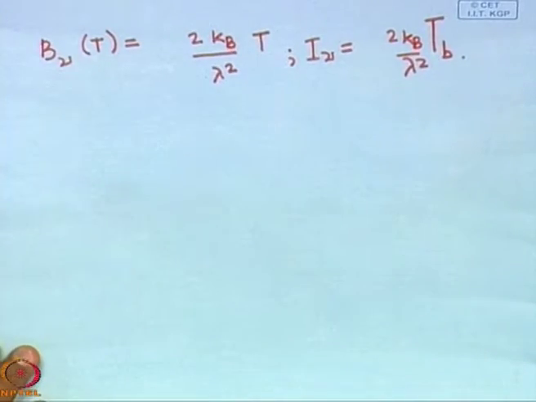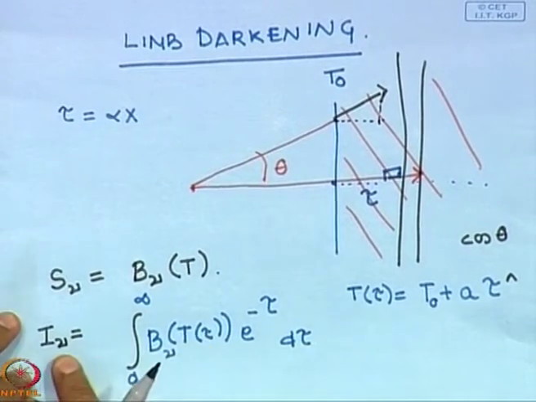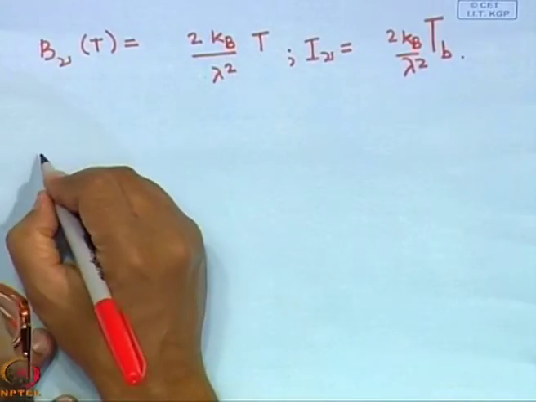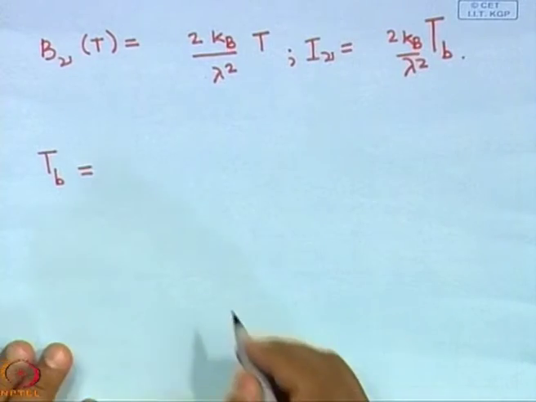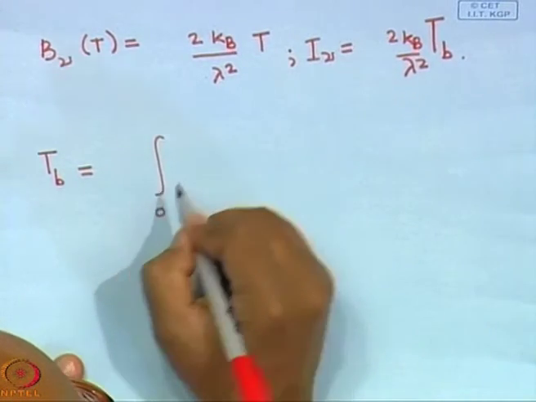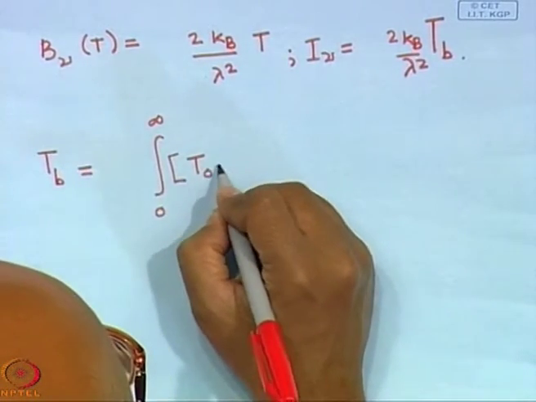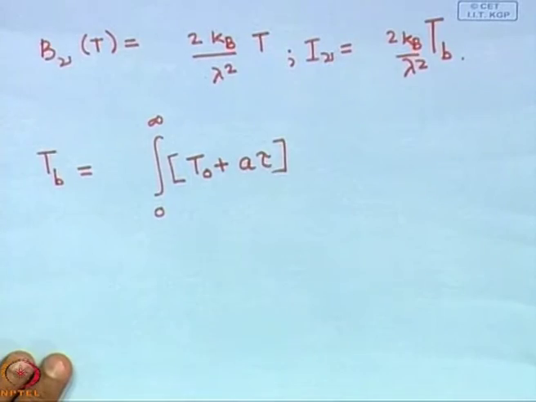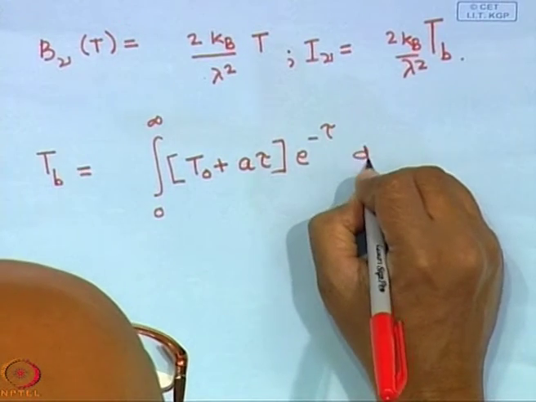We can now write down this equation straight away in terms of the temperatures. Just get rid of the factor of 2 k_B by lambda square, and we have that the brightness temperature over there is equal to the integral from 0 to infinity of T0 plus a tau, that is the temperature of the source at the corresponding point, into e to the power minus tau d tau.